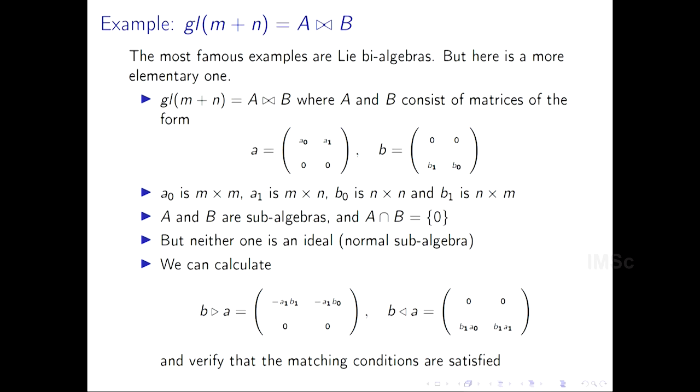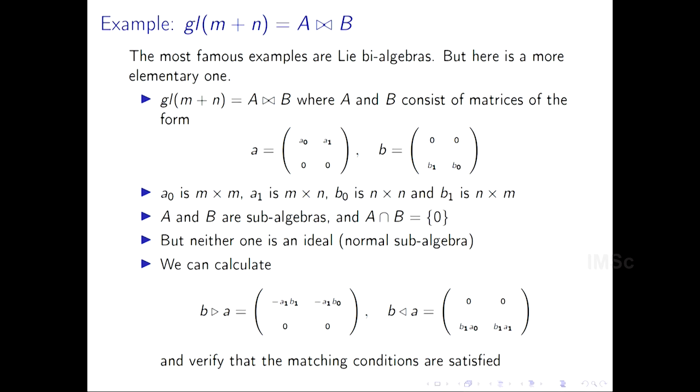Take the Lie algebra of m plus n by m plus n matrices, GL of m plus n. It has a subalgebra consisting of matrices of this type. A0 is an m by m block, A1 is an m by n block, while B consists of an n by n block and an n by m block. You can see that the product of two matrices of this type is again of that type. Similarly for B. So separately, they are Lie subalgebras. The intersection is trivial. Only 0 is of both types.